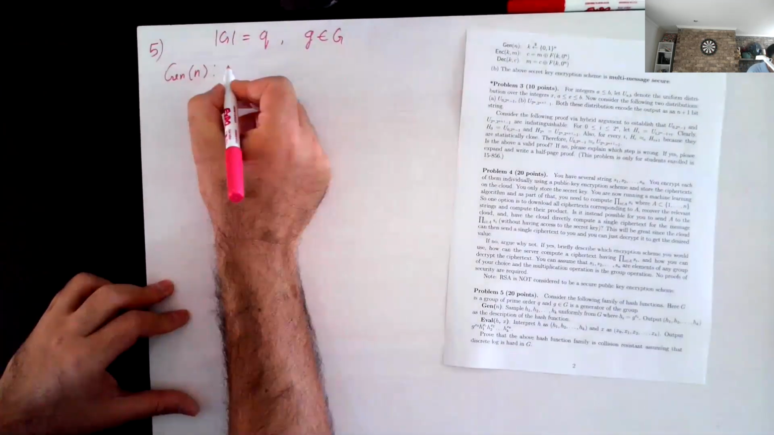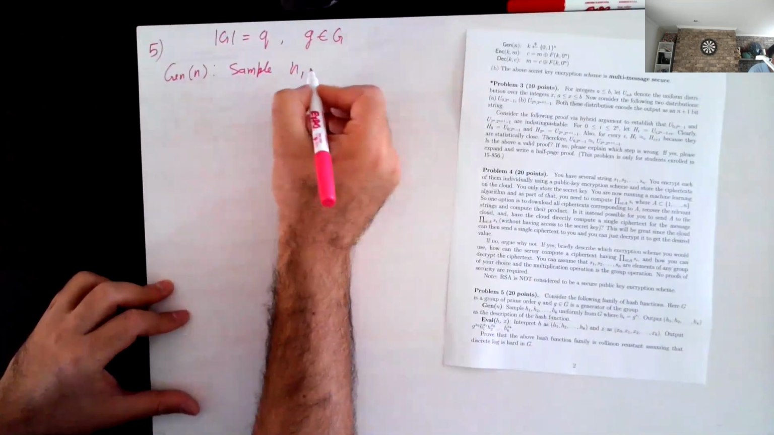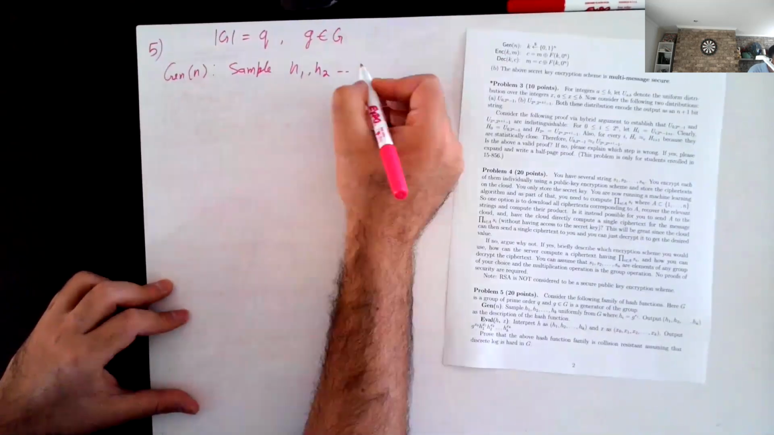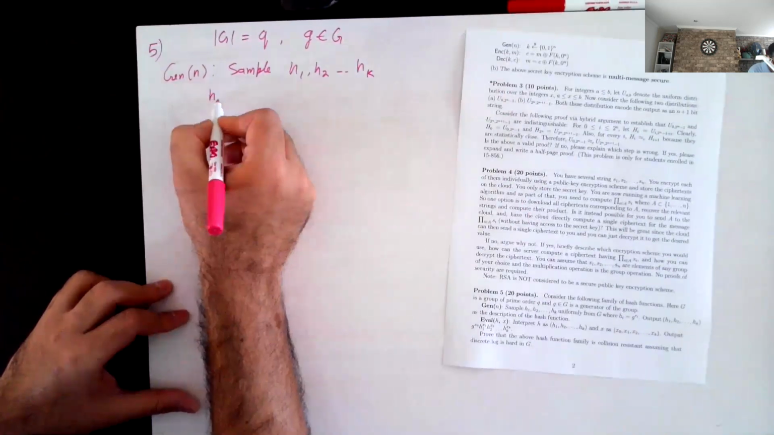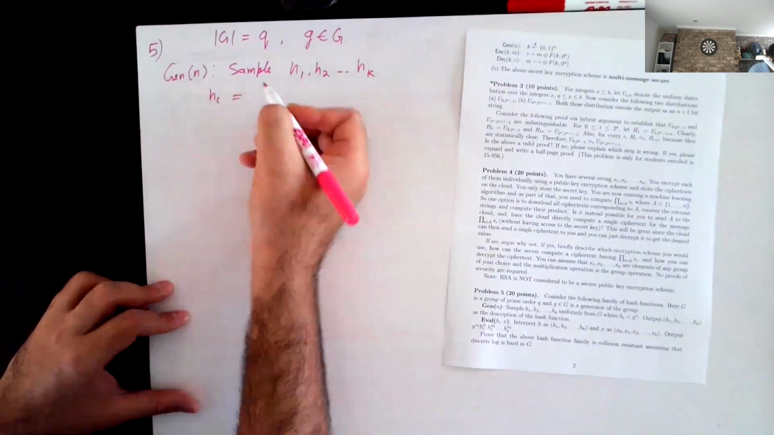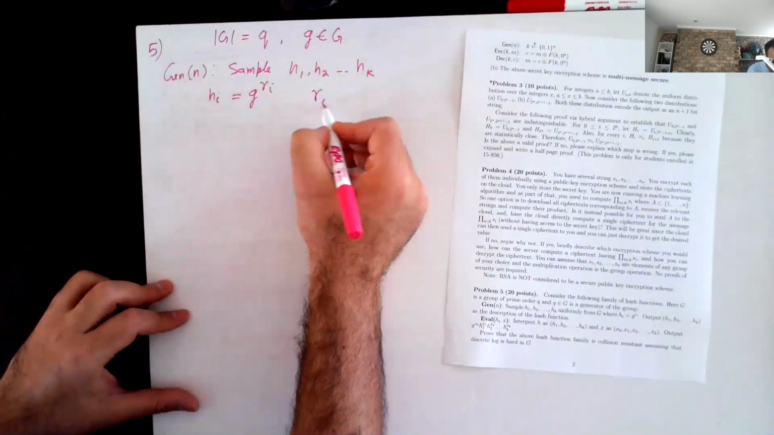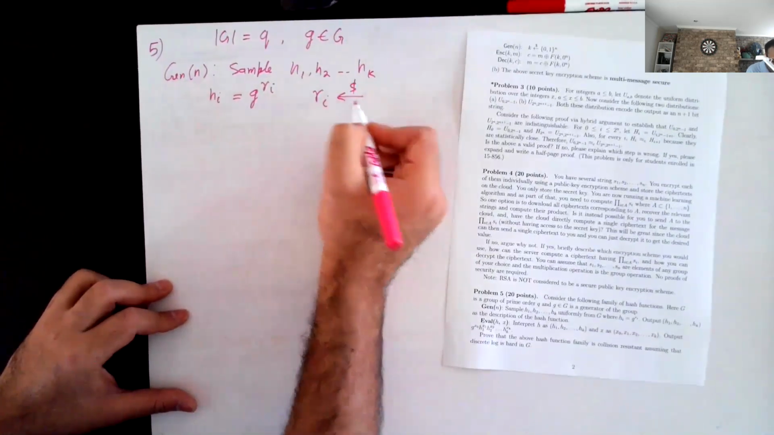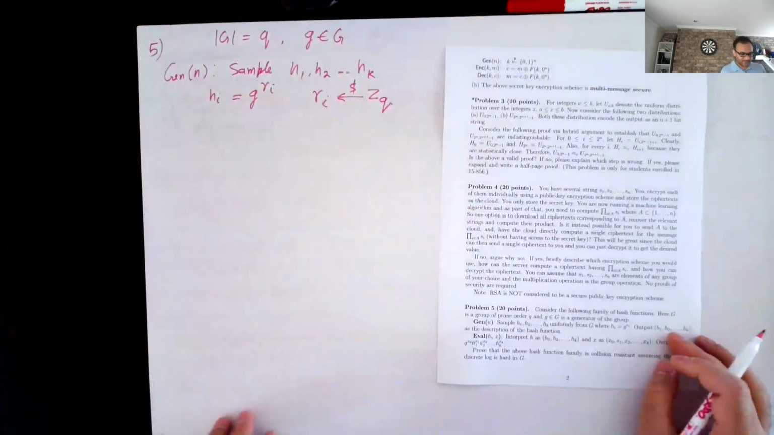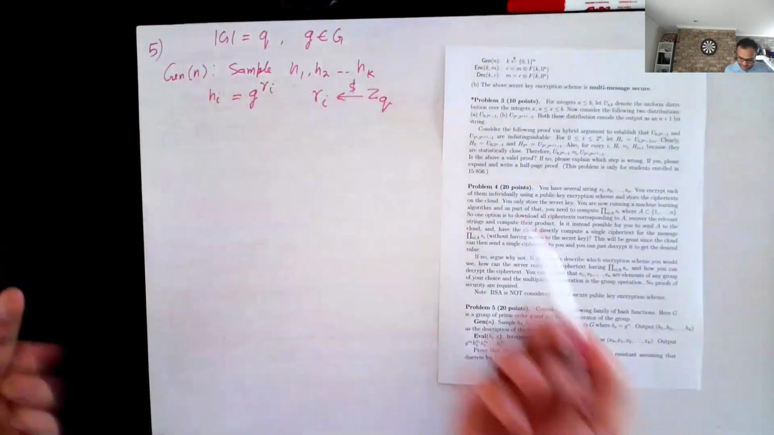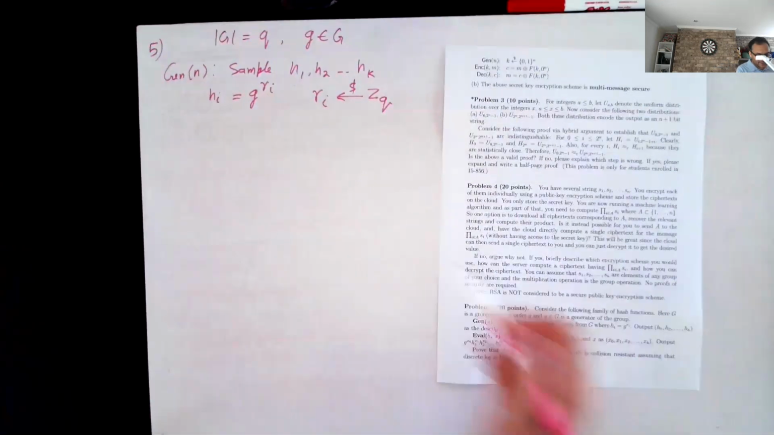So you sample h1, h2 up to hk, where hi equals g to the power ri, where ri is sampled at random from Zq. Okay, these are just random group elements. And this is basically the description of the hash function.